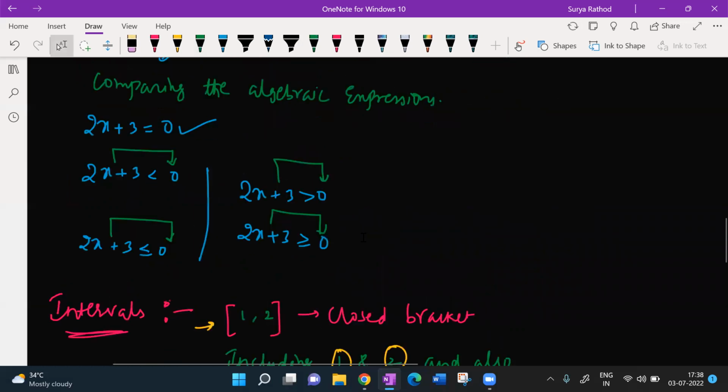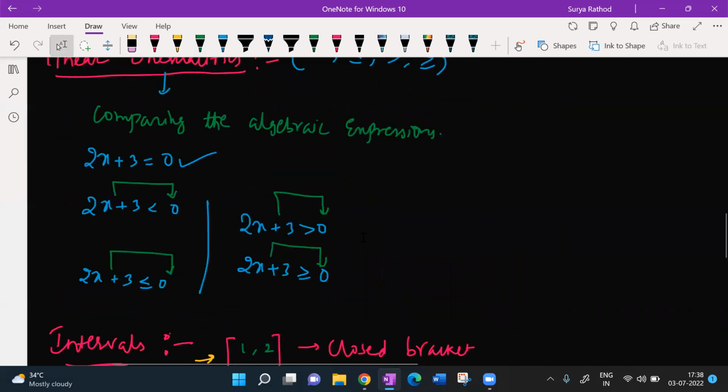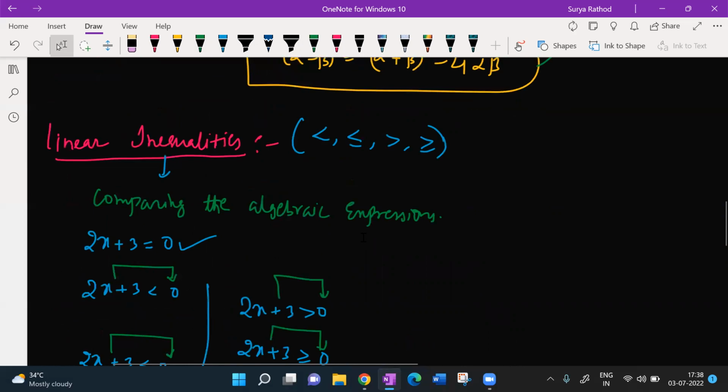Right, what are intervals? This is what is called a closed interval, open interval, and flower bracket or braces. That is what intervals are. Now, inequalities is nothing but we will be playing with four symbols: less than, less than or equal to, greater than, greater than or equal to. We'll be playing with these four symbols.